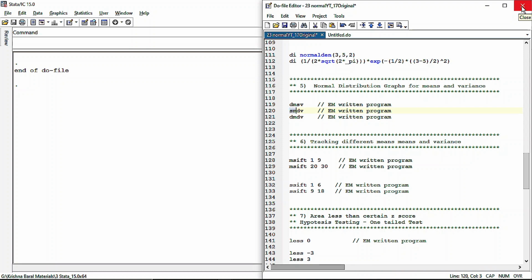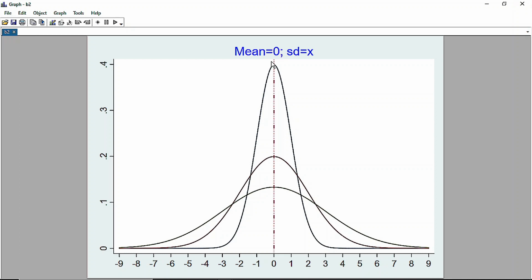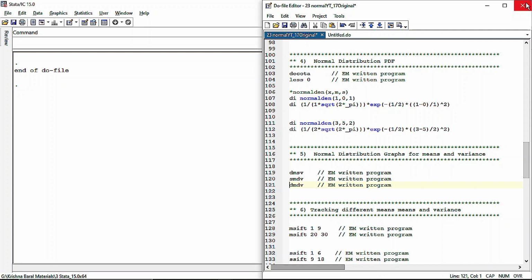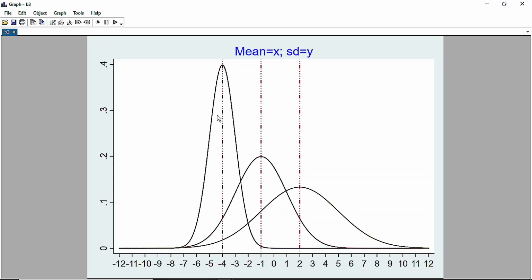Another graph: we have the same mean but different variance. Let us see, all of them should be centered at the mean. Here we have taken the mean to be 0, but with different variance. For the first one, the variance is 1, the second one 2, and the third one is 3. So this program will give us the normal distribution for different means and different variances, and let us see. They are all normal distributions. The first one has the mean of -4 but the variance of 1. The second one has the mean of -1 but the variance of 2, and the third one has the mean of 2 and the variance of 3.